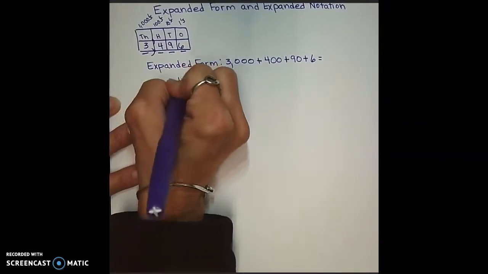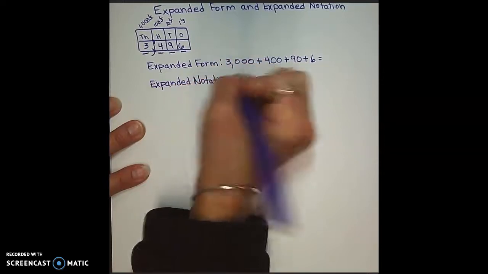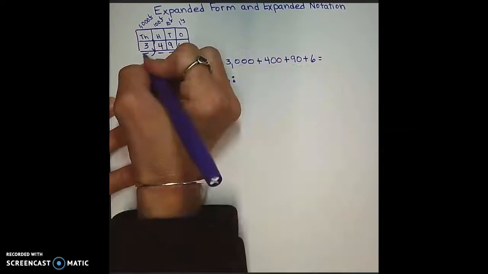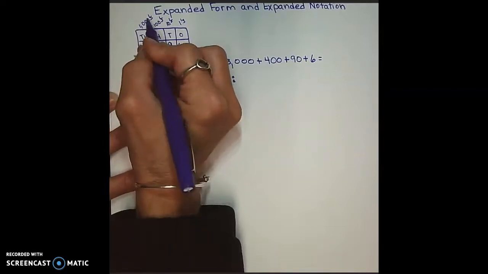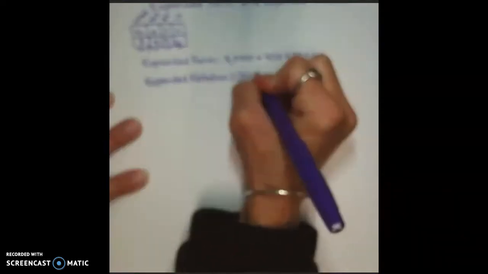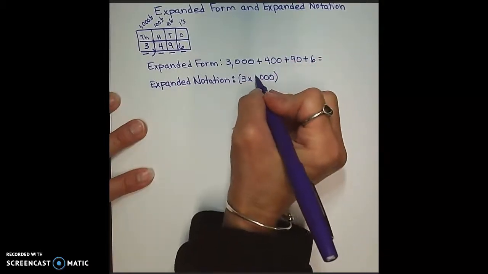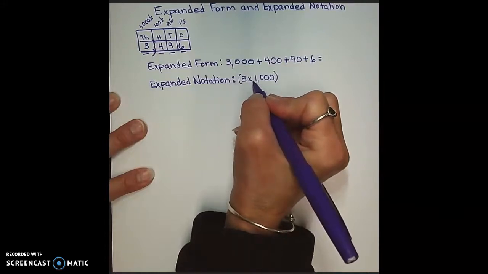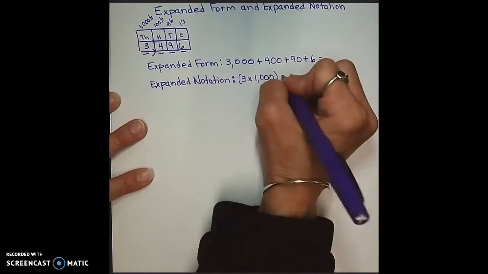Let's look at expanded notation for the same number. Okay, I start in my thousands place, and for expanded notation, I know that I have 3 groups of 1,000. So I'm going to go parentheses, 3 groups of 1,000. And some of you may notice that symbol right here is the multiplication symbol, but we're going to read it as 3 groups of 1,000.